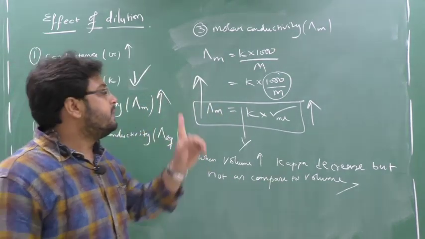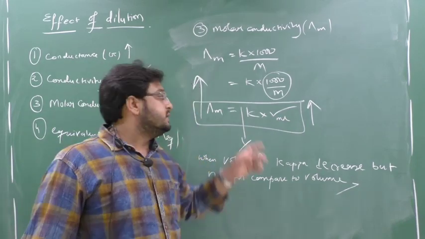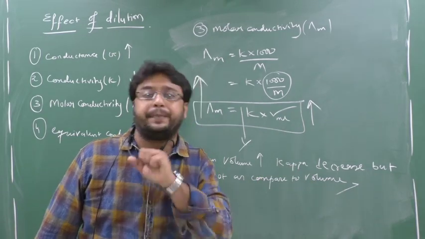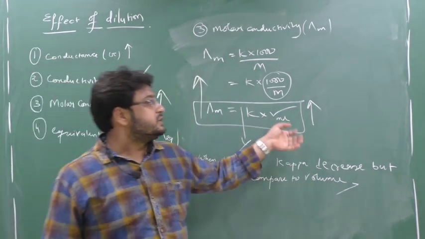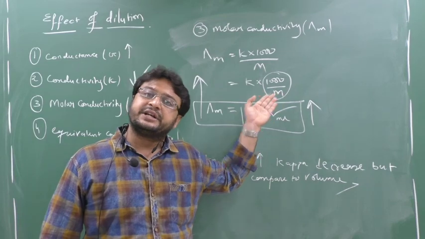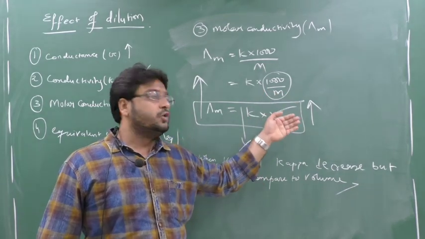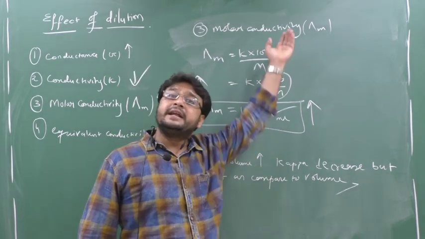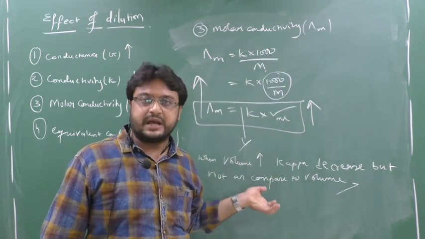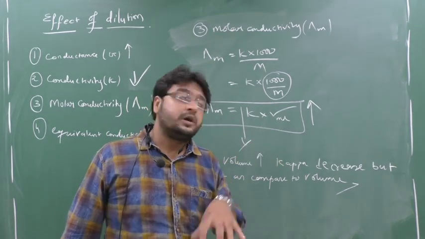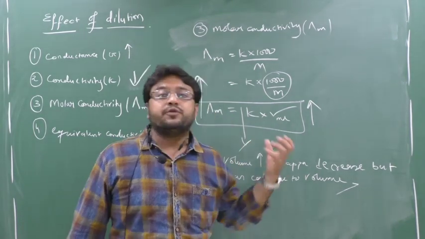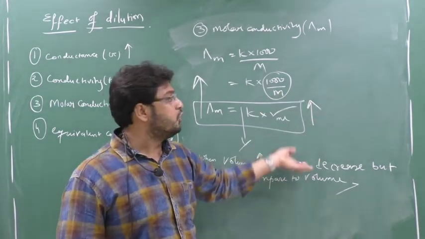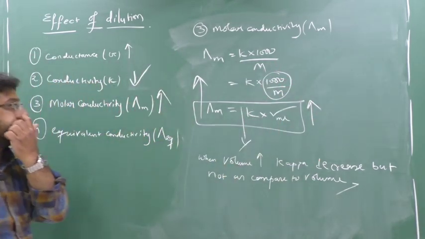Yes, I agree. But experimentally it is proved that the effect of volume increasing is much more than the decreasing of kappa. So for example, when I increase the volume 5 times, kappa is decreasing 2 times. When I increase the volume 10 times, kappa is decreasing 4 times. When I increase the volume 15 times, kappa is decreasing 6 times. Means ultimately whose effect is more? Volume effect is more, and volume effect is of increasing. So volume increases, lambda m also increases.